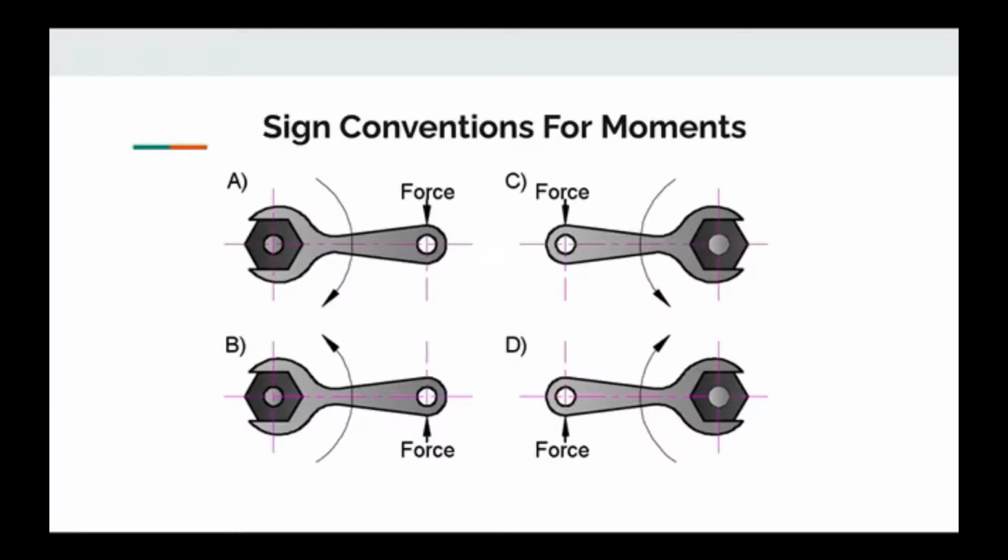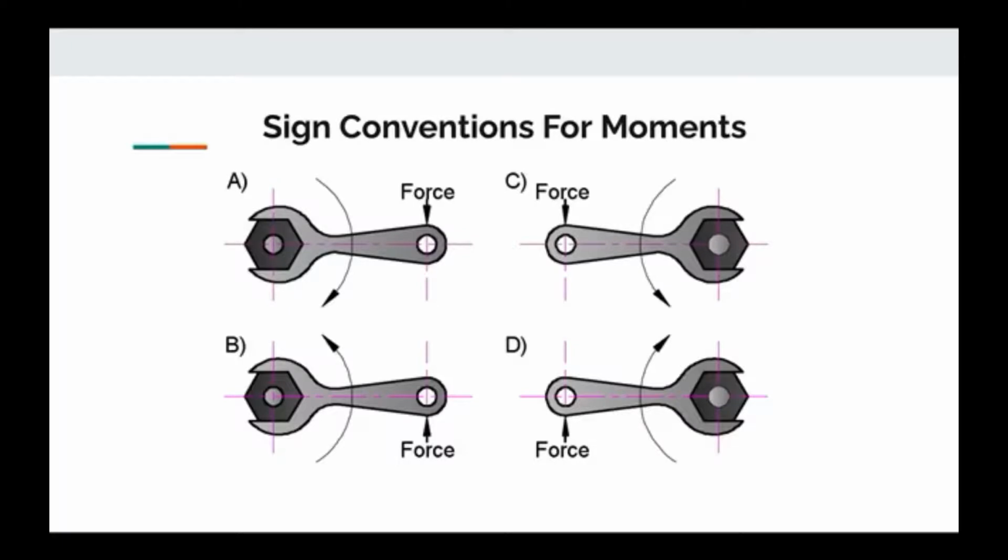Now, if you look at scenario C and scenario B, you will realize that given the direction of the force and the side that the force is on, the rotation will be in an anti-clockwise direction, and this will result in the sign convention being negative.